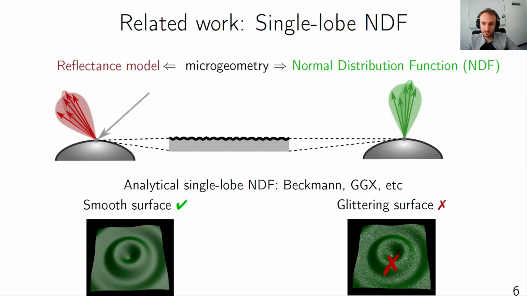Reflectance models simulate the scattering of light in contact with microgeometry. It is widespread in rendering to model this microgeometry with a normal distribution function, abbreviated NDF. This model is much more compact than explicitly storing the microgeometry of the surface. Two NDFs are commonly used, the Beckmann NDF, based on a Gaussian, and the GGX distribution, which is the NDF of an ellipsoid. These NDFs are single-lobe and therefore do not allow to simulate glints.